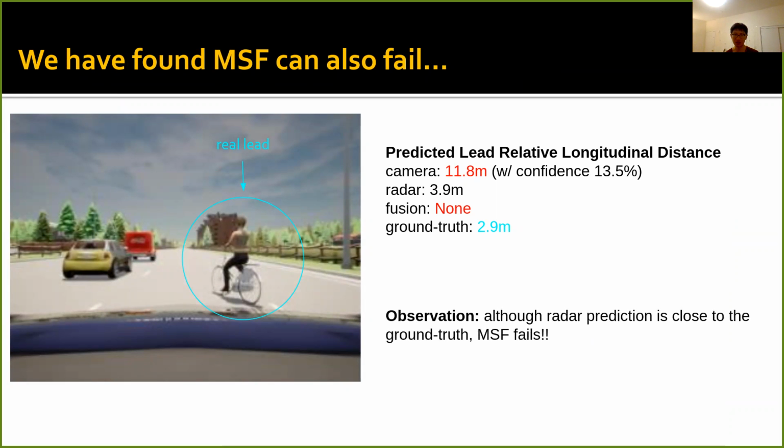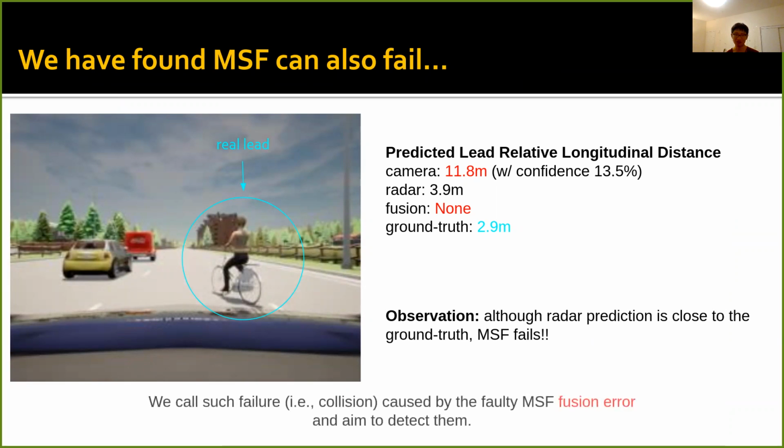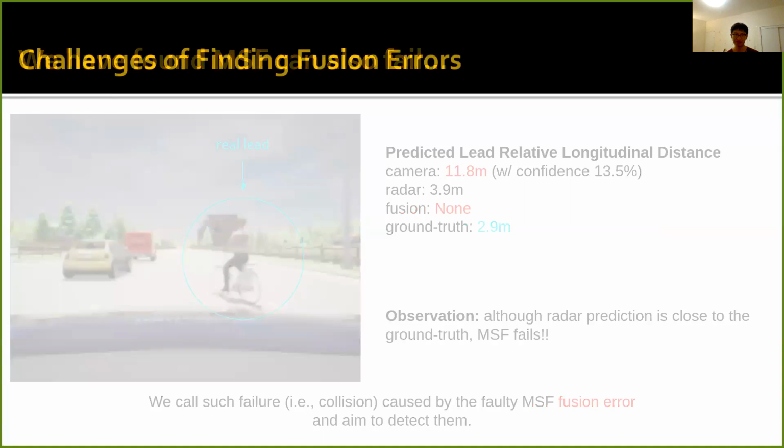So it can be understood that the sensor fusion failed to leverage the information provided by radar, and we call such a failure a failure caused by faulty sensor fusion error. We aim to detect the fusion errors in the current work.